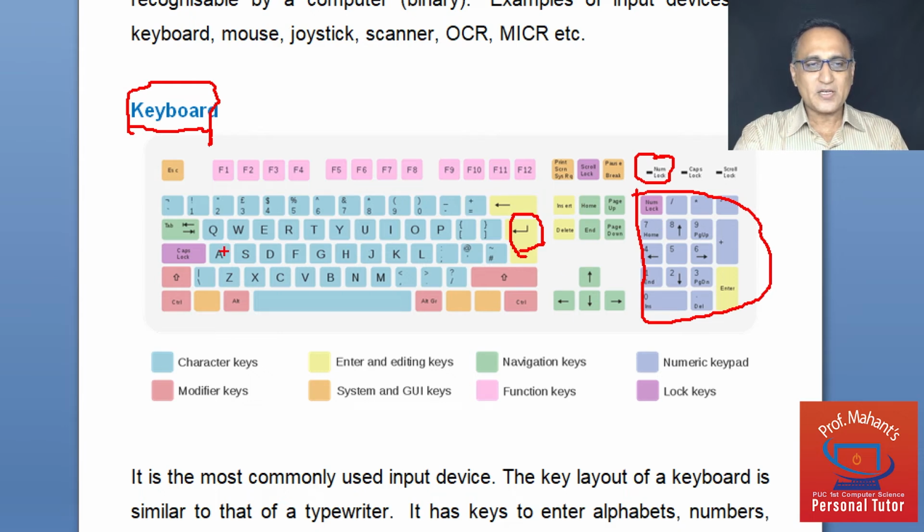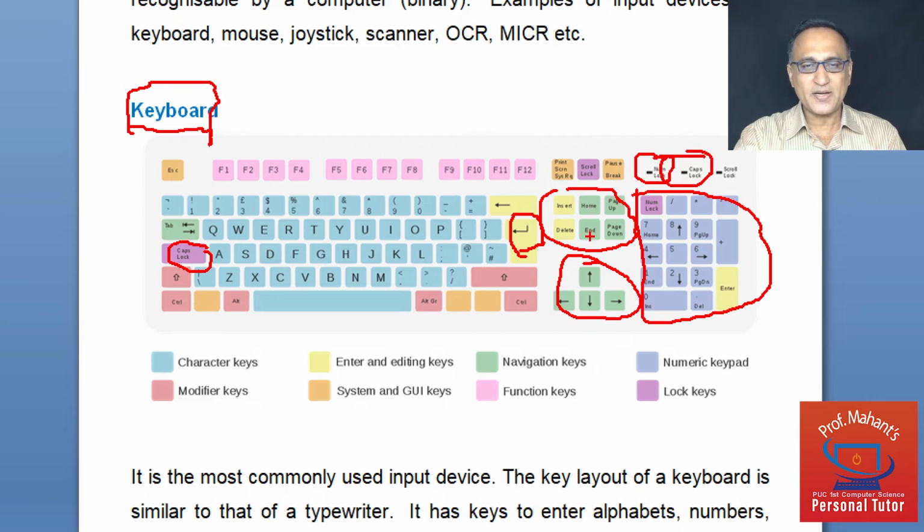Now normally, when you switch it on, everything gets typed in lowercase. But if you press the caps lock key, you will see a light glowing here, and everything you type is going to come in uppercase. Now, if you want to move up and down, you can use these keys also. These are the navigation keys. Then these are again navigation keys, if you want to go to the top of the page, the bottom of the page, the beginning of the document, the end of the document and so on.